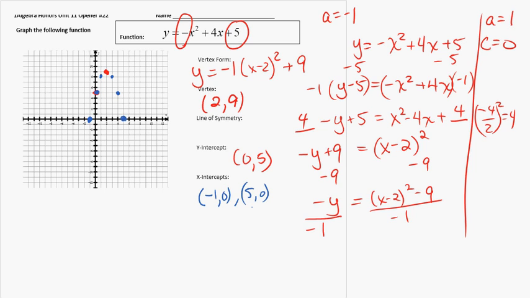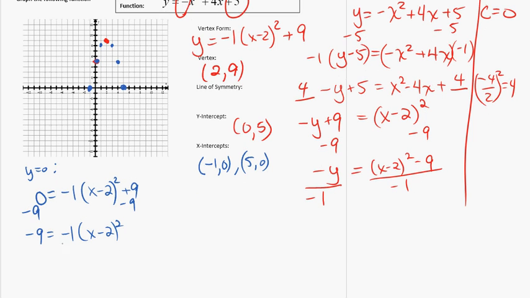So at the x-intercepts, y equals 0. So 0 must equal -1 times (x minus 2) squared plus 9. Subtract 9 from both sides. -9 equals -1 times (x minus 2) squared. To get the squared quantity alone, I divide both sides by -1. So I get 9 equals (x minus 2) squared.